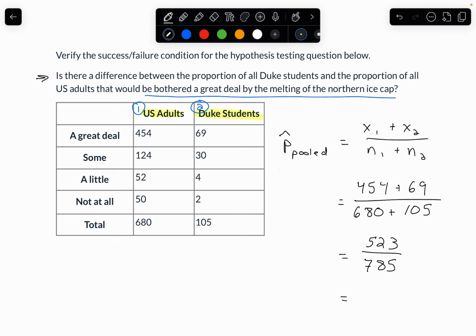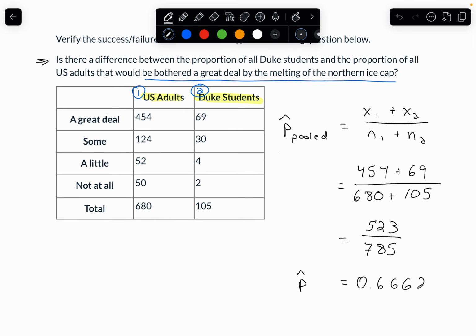523 out of 785, I end up with 0.6662. Let's go down to 4 decimal places just to be extra safe. So this is our p-hat pooled. Usually we'll just abbreviate this as p-hat. So we have our p-hat, which is the first step.